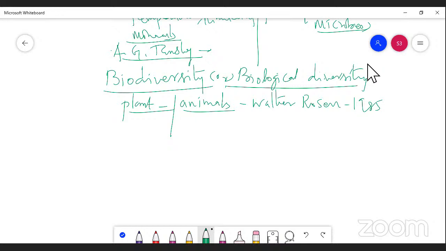Next, the term biological diversity is often used and was defined by E. O. Wilson. Wilson is one of the ecological scientists. He gave the definition of biodiversity. So biodiversity means varieties of life forms.